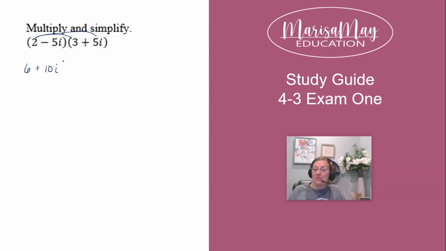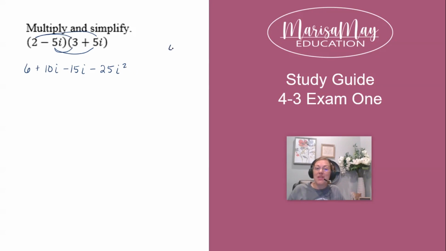Let's do the same with the 5i, but I've got to be sure that I distribute negative 5i. So negative 5i times 3 would be negative 15i. And negative 5i times 5i will be negative 25i to the second.